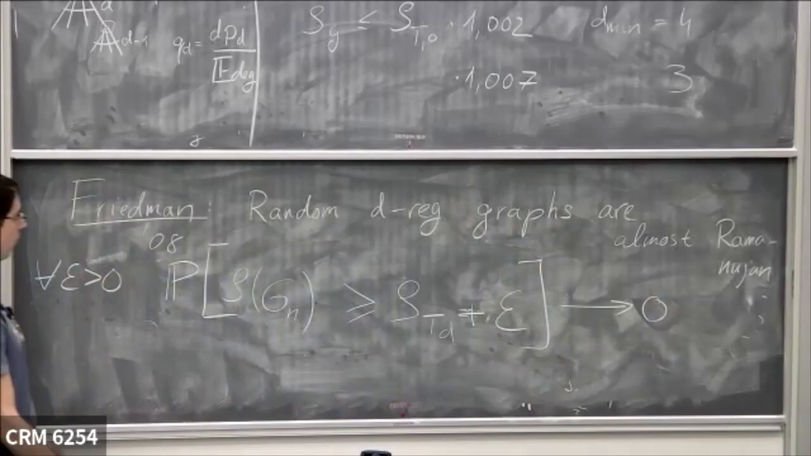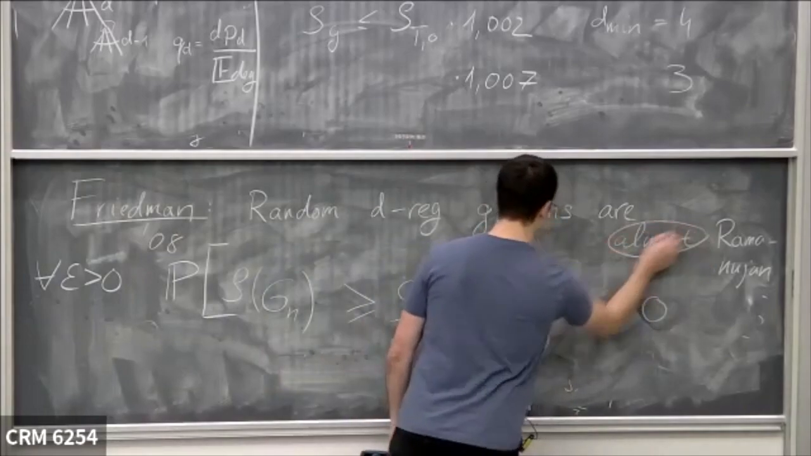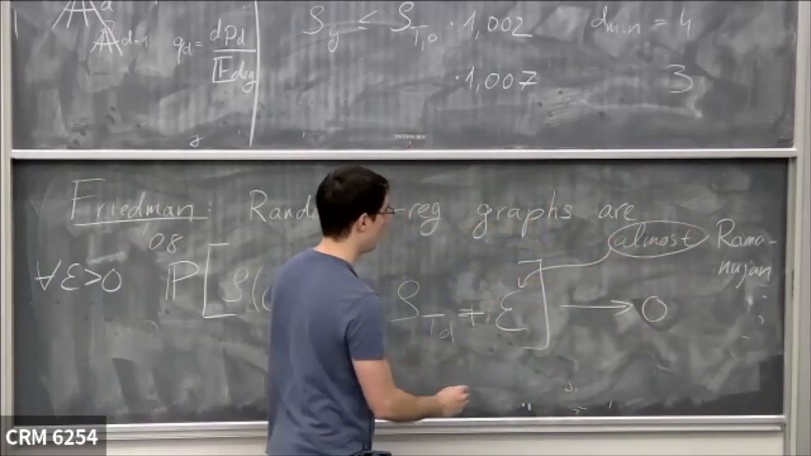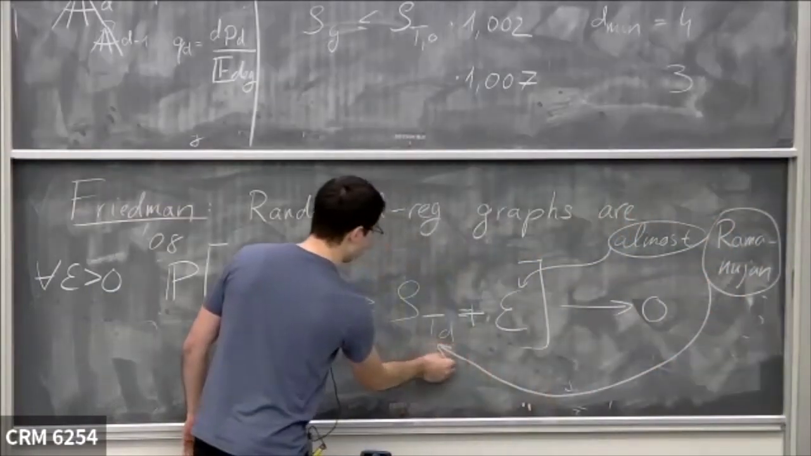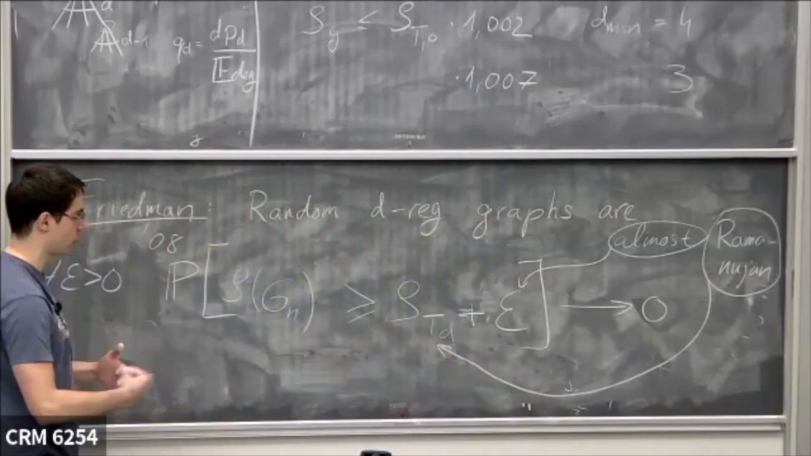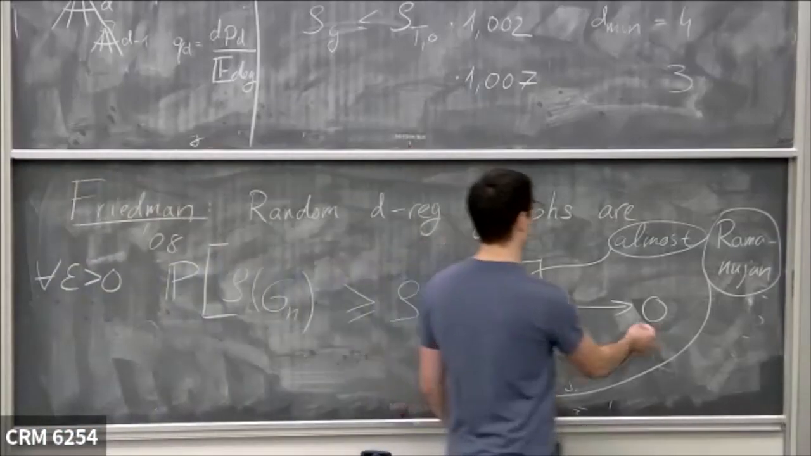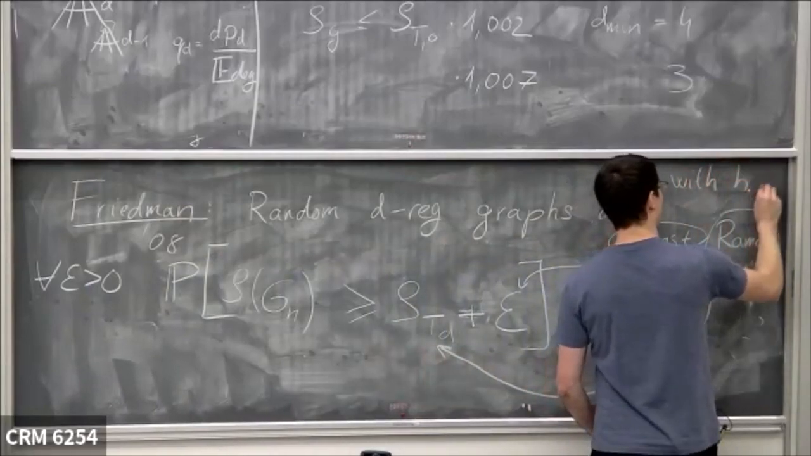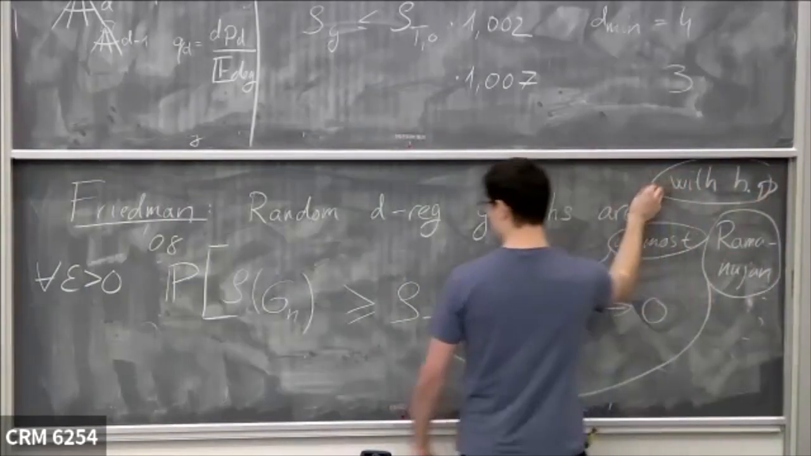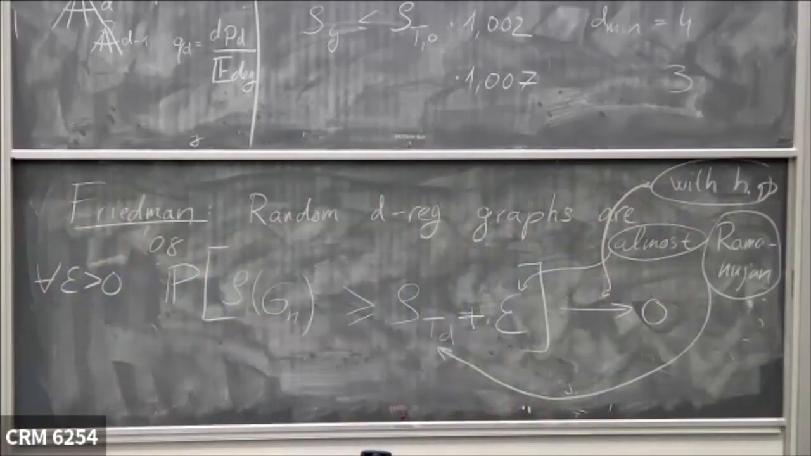Okay, so let's see if we have all the words. So almost stands for this epsilon. Ramanujan means that if I compare it to the spectral radius of the universal cover, then that's what I'm getting. And I should of course add that this is true with high probability, and with high probability stands for this probability going to 0. Okay, I try to break down the adjectives that are there.